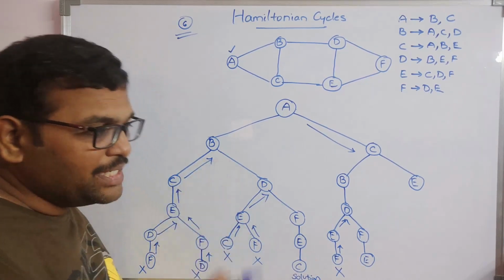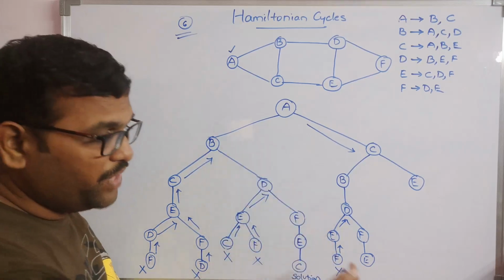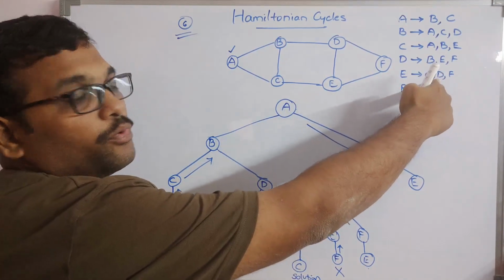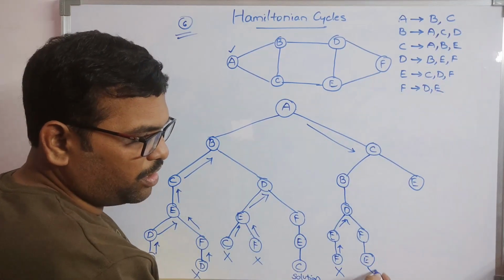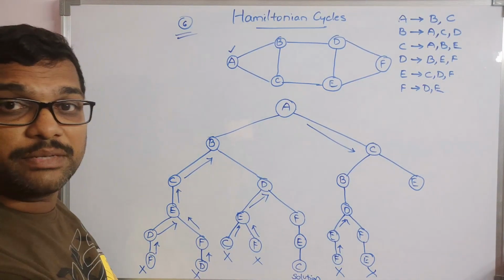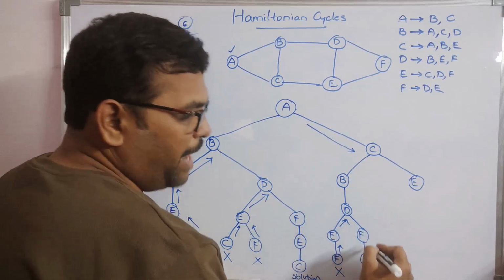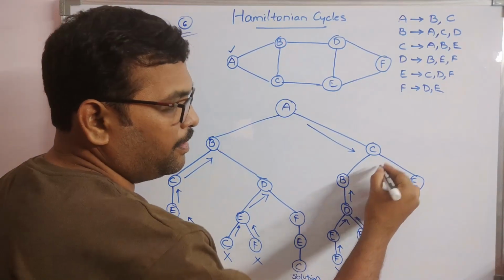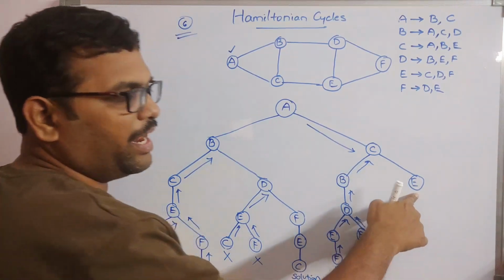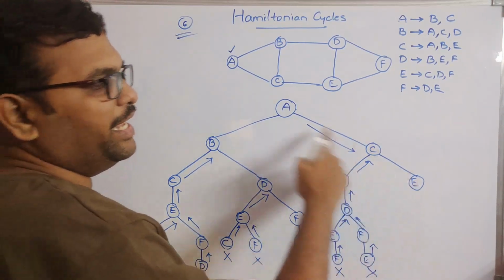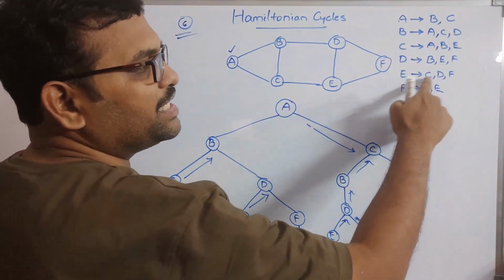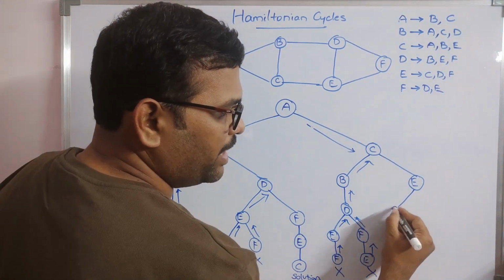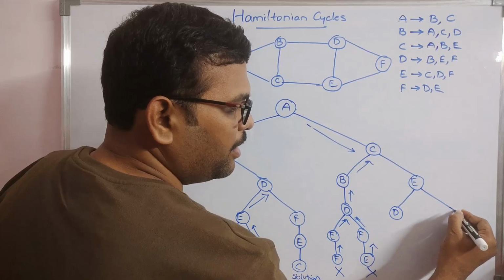We can say this is a Hamiltonian cycle if there is an edge between E and A. E doesn't have an edge towards A. So this is also not feasible. Now backtrack, and here we have an alternative. So A, C, E. E has edges C, D, F. C is already visited, so we can have edges towards D and F.